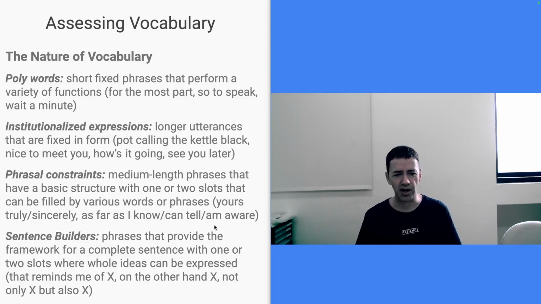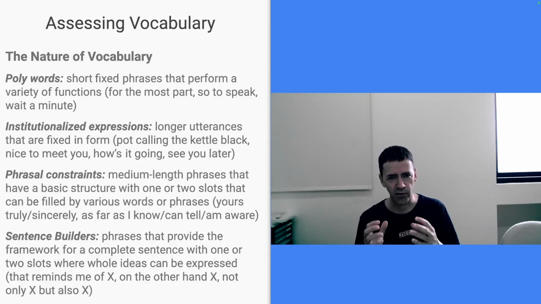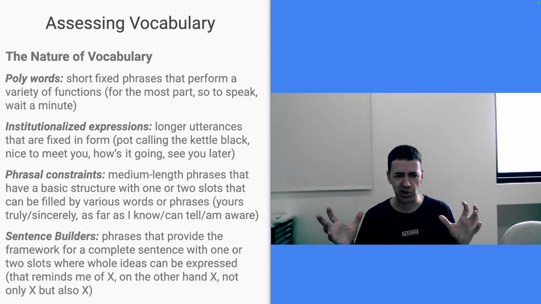And then you could also have sentence builders, which are phrases that provide the framework for a complete sentence with one or two slots where whole ideas can be expressed. That reminds me of something. On the other hand, something. Not only this one, but also that one. Okay, these can also be considered vocabulary because, as I mentioned, they function as one single unit.